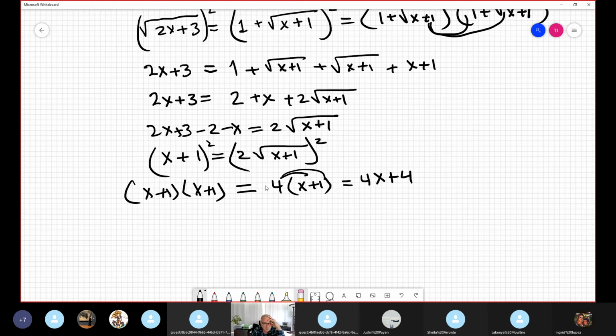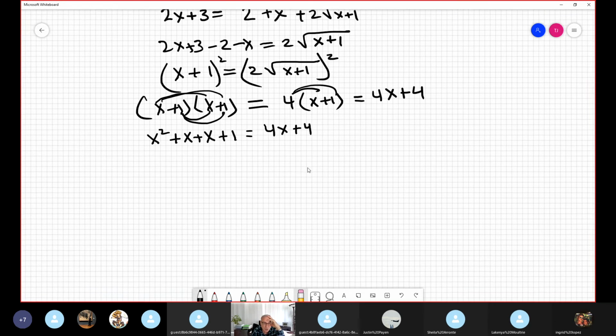And on the left hand side we FOIL. It's x squared plus x plus another x, always twin brothers, plus 1 equal 4x plus 4. Okay. In this moment, we combine. This is 2, this is twice.